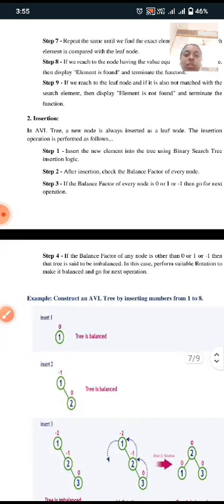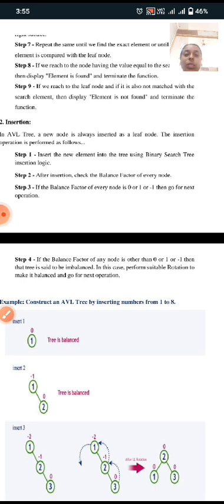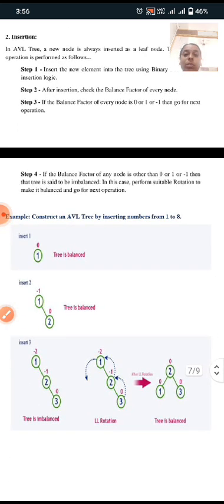Next, insertion. Insert the new element in the tree using binary search tree insertion. After insertion, check the balancing factor of every node. If the balancing factor of every node is 0, 1 or -1, then go for the next operation; the next value can be inserted. Otherwise, use a rotation operation to balance the tree.